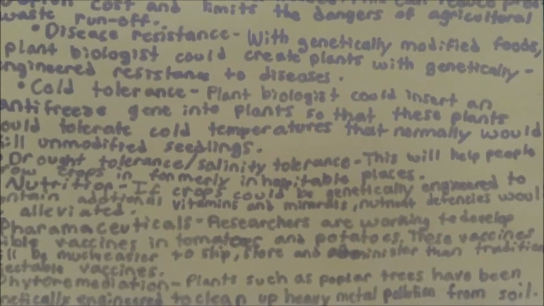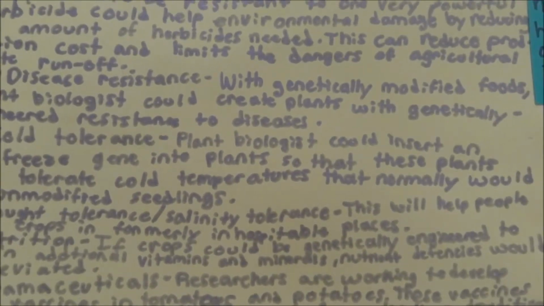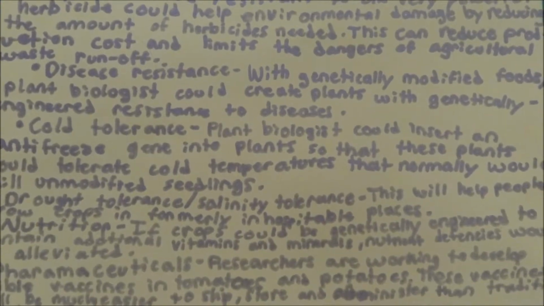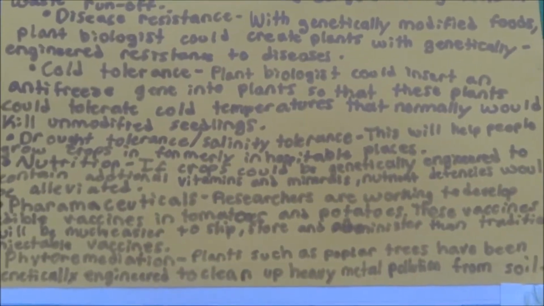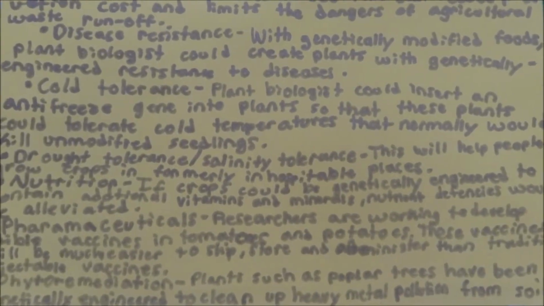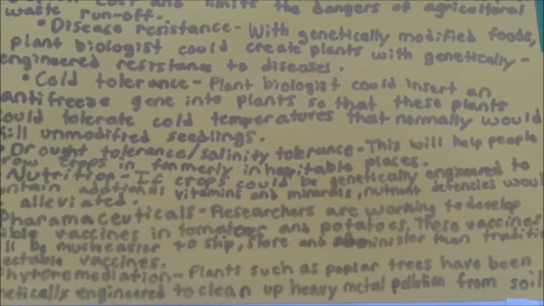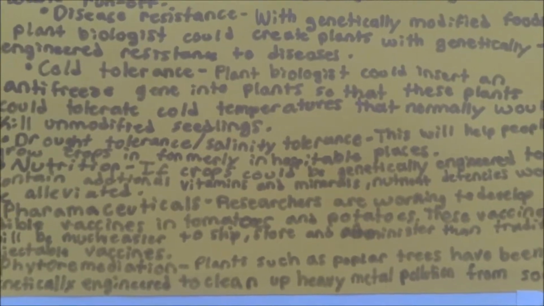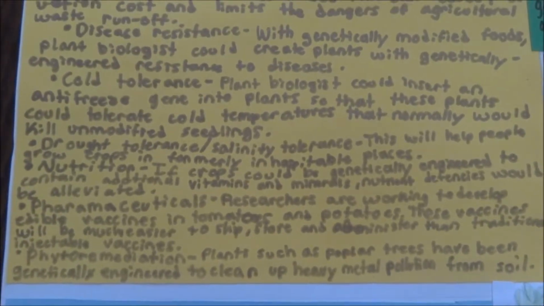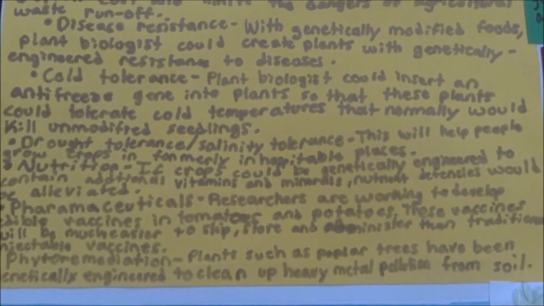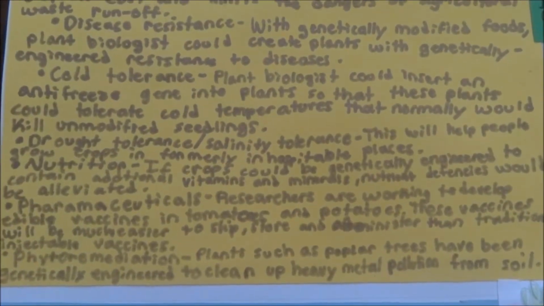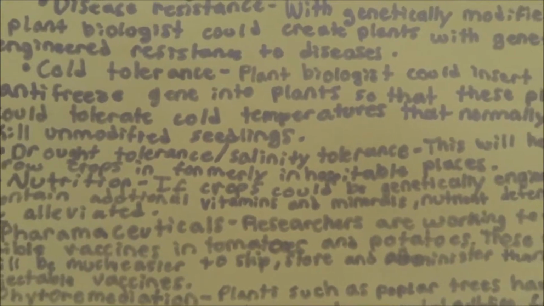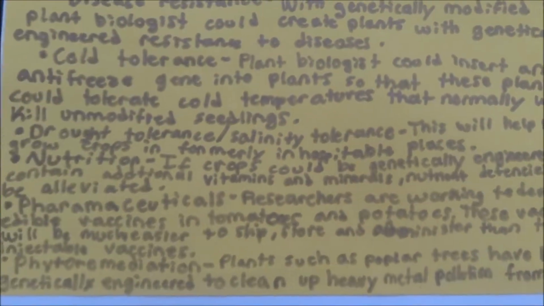They are also disease resistant. With genetically modified foods, plant biologists could create plants with genetically engineered resistance to diseases. There's also cold tolerance. Plant biologists could insert an antifreeze gene into plants so that these plants could tolerate cold temperatures that normally would kill unmodified seeds. Drought tolerance and salinity tolerance. This will help people grow crops in harsh places.